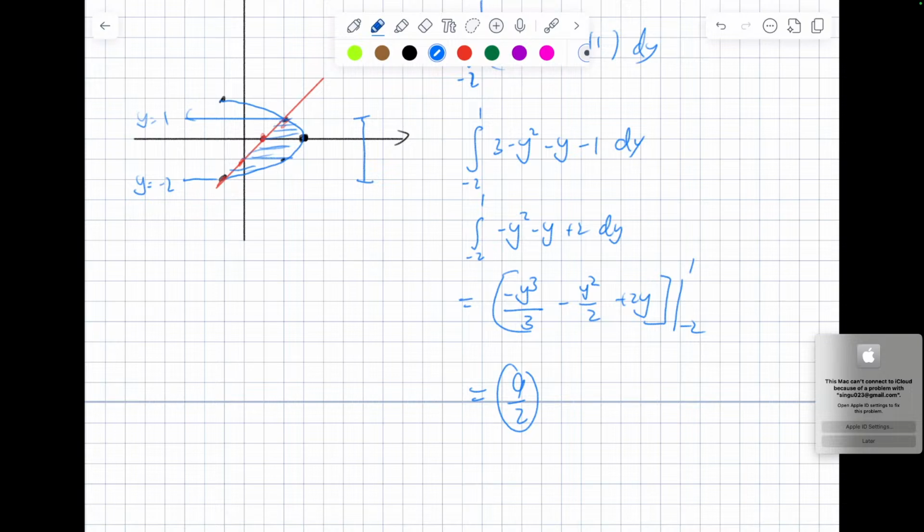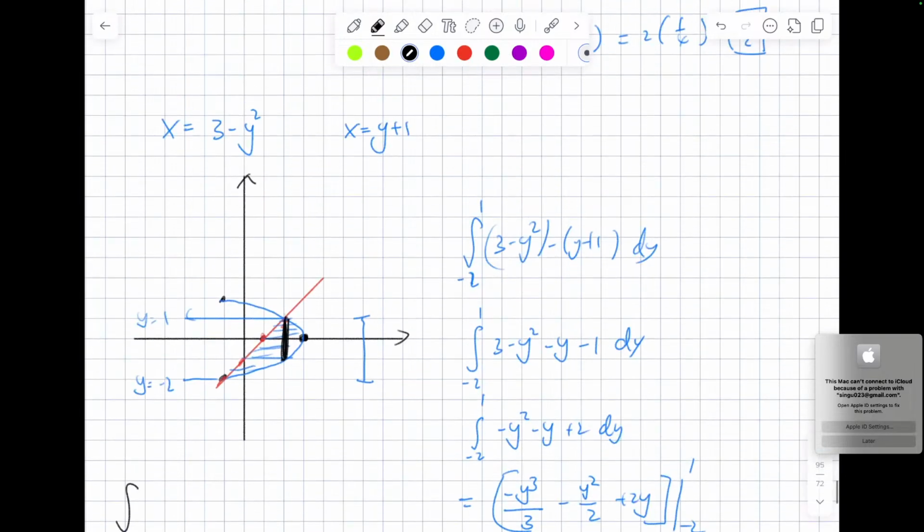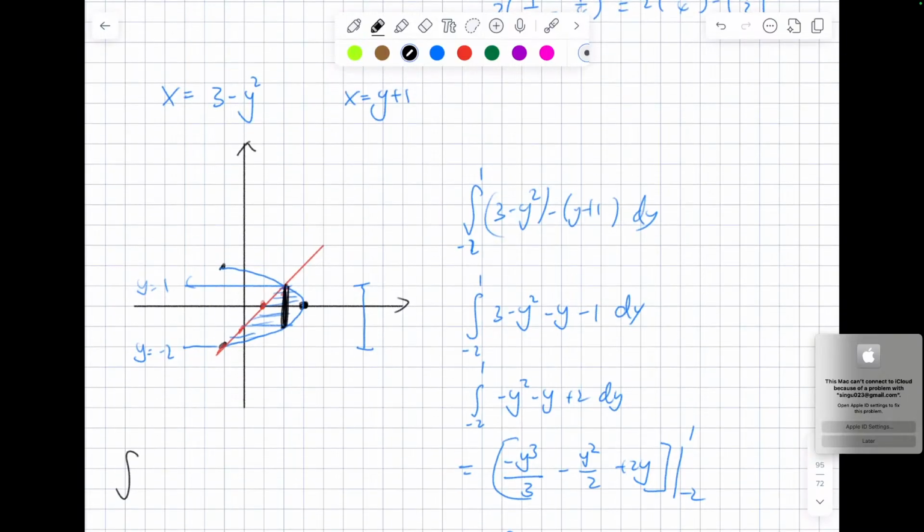Now, if you do it in terms of x perspective, it makes it a lot harder. Why does it make it a lot harder? Now, just do it in terms of x perspective. You're going to have to cut it this way. And it's top minus bottom, so you had to solve for that. So if I do the top minus bottom, it'll be the red line. The red line is y is equal to x minus 1. So in terms of the other one, it's going to be y squared is equal to 3 minus x. Y equal to plus or minus the square root of 3 minus x.